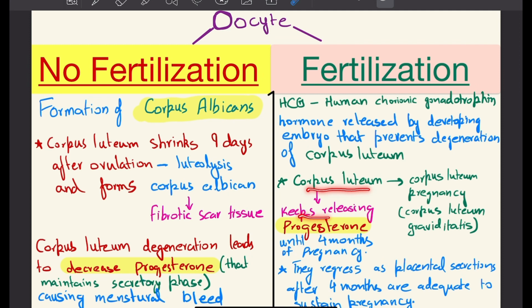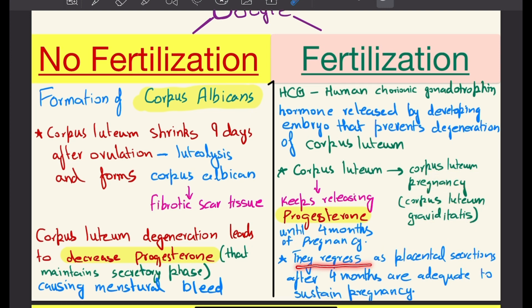Corpus luteum keeps releasing progesterone until 4 months of pregnancy. Corpus luteum in pregnancy is corpus luteum gravidatus. Corpus luteum regresses as placental secretions after 4 months are adequate to sustain pregnancy. This one is important here.